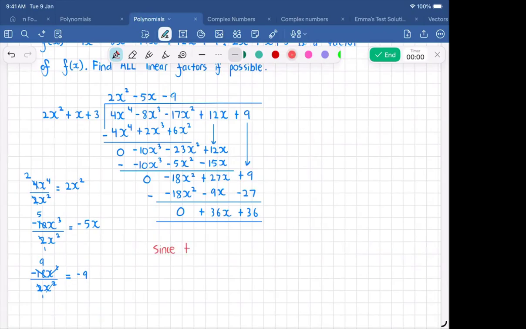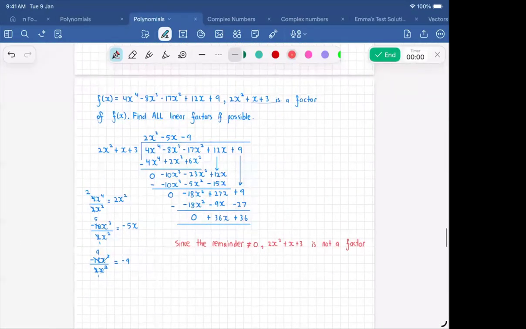Since the remainder is not equal to 0, 2x squared plus x plus 3 is not a factor.